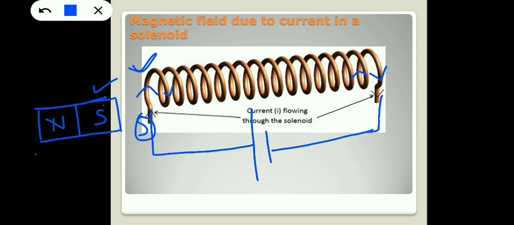So once we get an idea about the polarity of one end of the solenoid, we can arrive at a conclusion the other end will be its opposite pole. Okay, in this way also we can identify the poles of a solenoid.